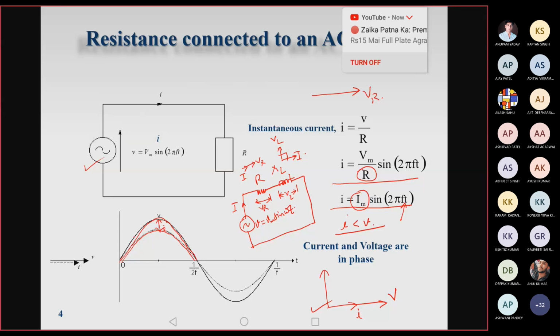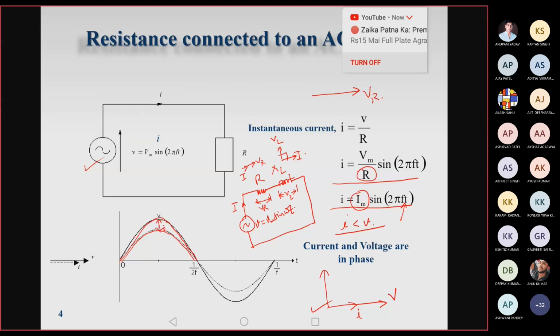Similarly, for a capacitive load, what will happen to the voltage? In that case, what will happen? The current will lead. Okay, so the current will lead the voltage. If it is a pure capacitor, then the current will lead by 90 degrees.